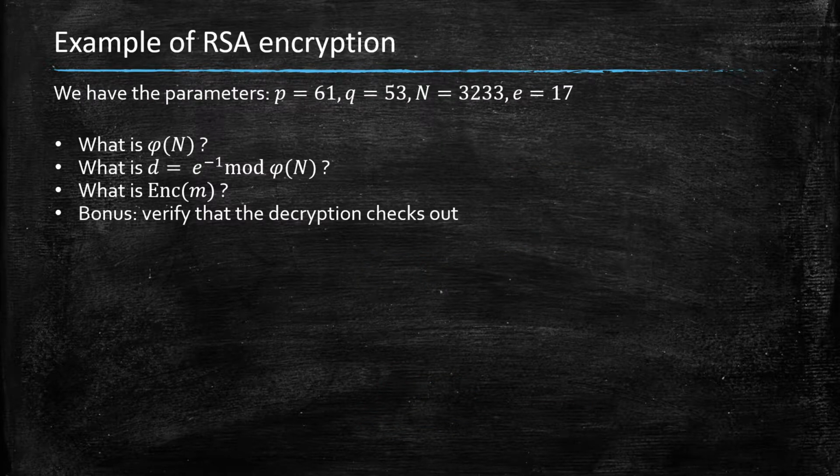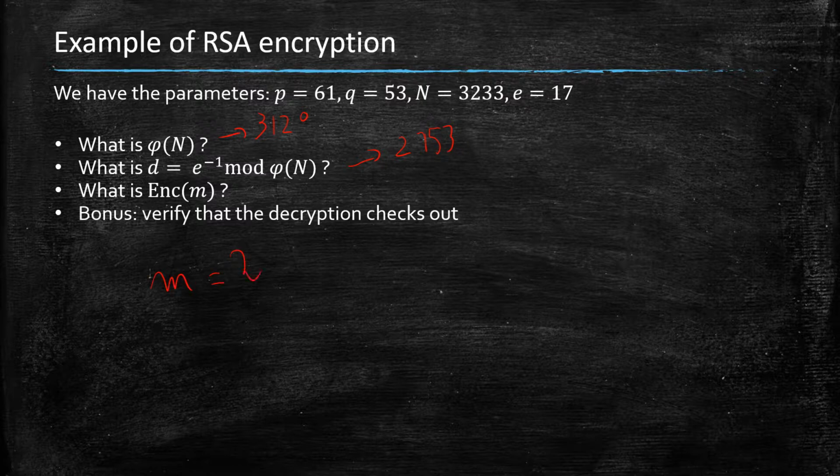So let's see on an example how this works. So here phi of n is 3120. Okay, and from phi of n it is easy to calculate the inverse of e, which in this case is 2753.